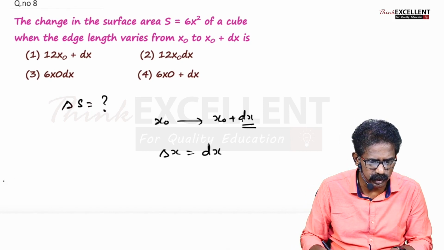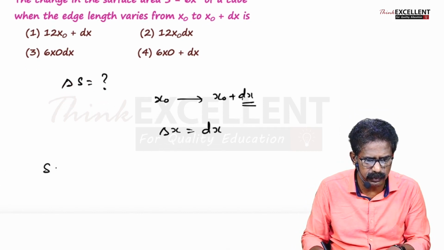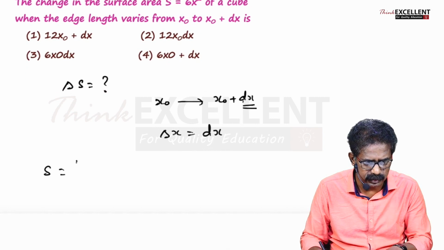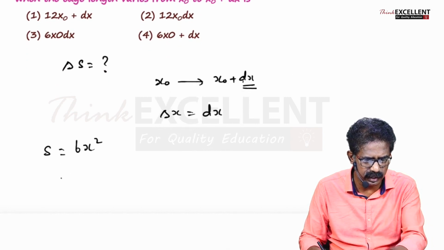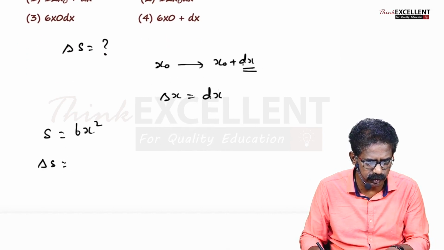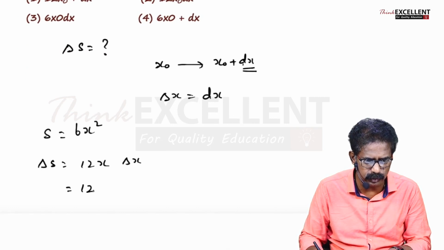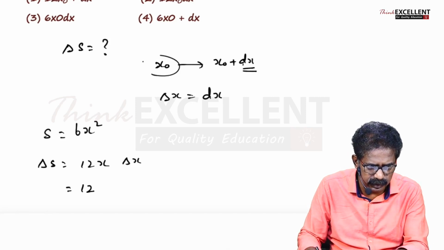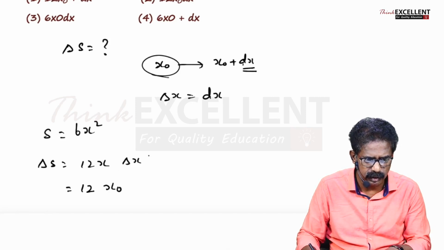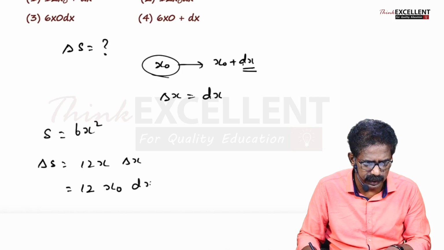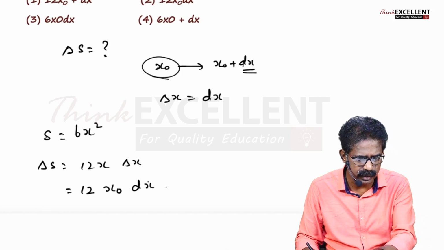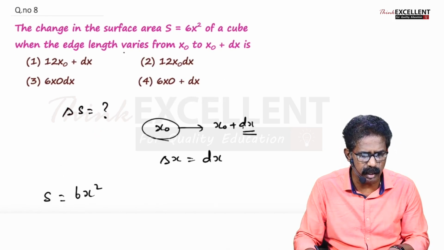Change in surface area. So differentiate surface area S equal to 6x square, right? Take differentials, delta S equal to 6x square. If you differentiate, you will get 12x into delta x, right? Substitute the values: instead of x, the initial value x0, into delta x, which is dx. So 12 x0 dx, and that is option number 2.